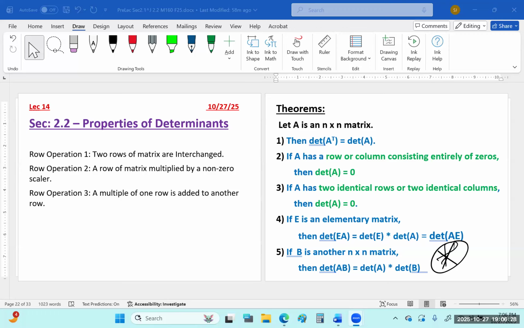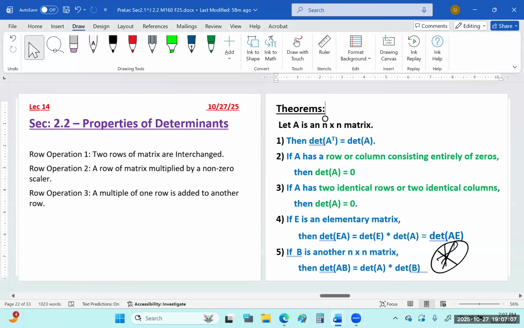But this is not true if you don't have an elementary matrix. If you multiply any 2 random matrices, then the product of AB is not same as product of BA. However, we have the same rule. Determinant of AB is same as determinant of A times determinant of B. Okay? So we have the multiplication rule. Determinant of the product is product of the determinant.